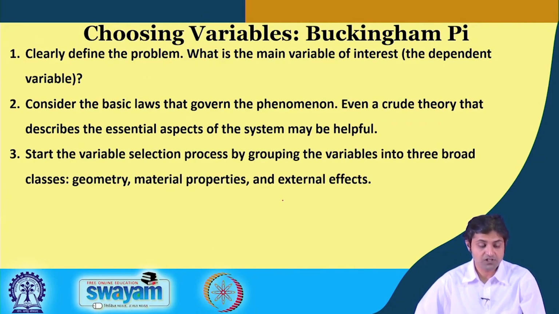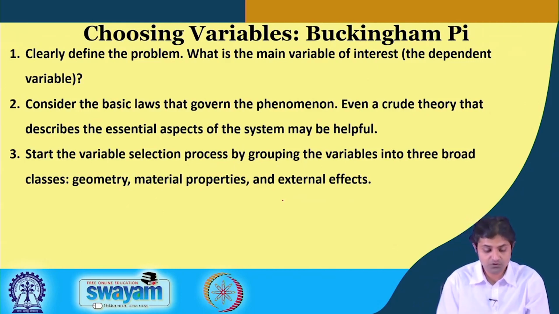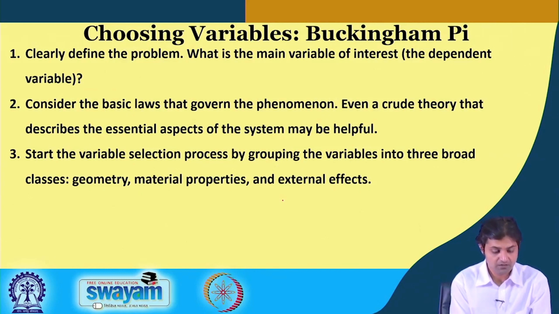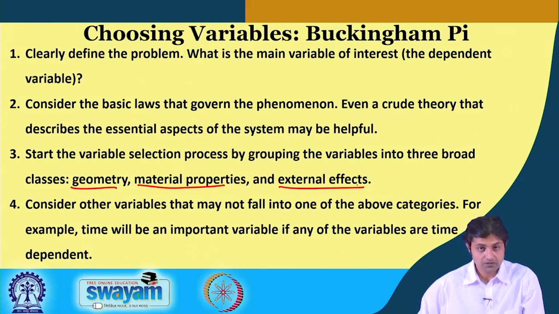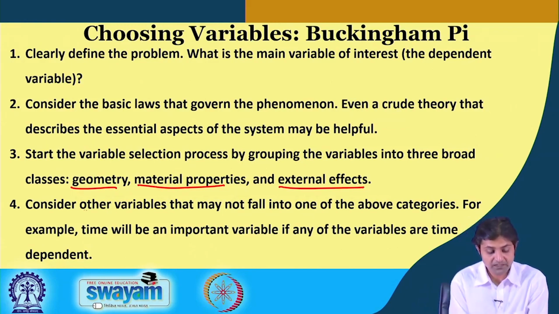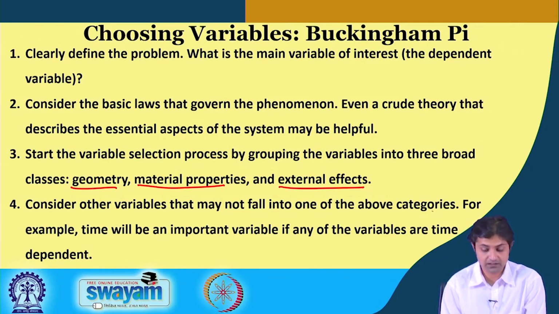Now, you have to start the variable selection process by grouping the variables into three broad classes, which we have already seen. One class is geometry, the other is material properties, and the third is external effects. Please also consider other variables that may not fall into one of the above categories. For example, time will be an important variable if any variables are time dependent.